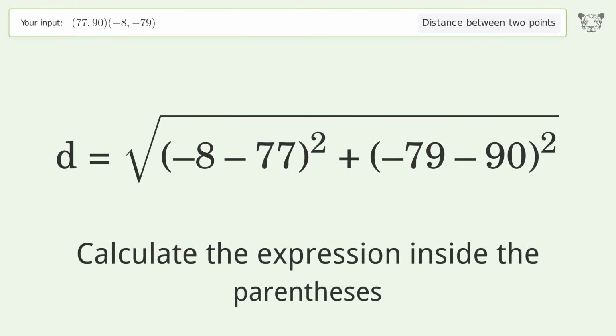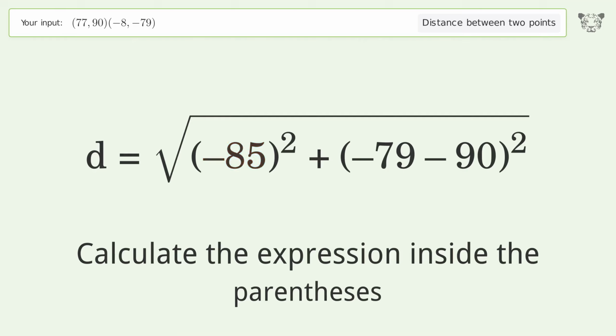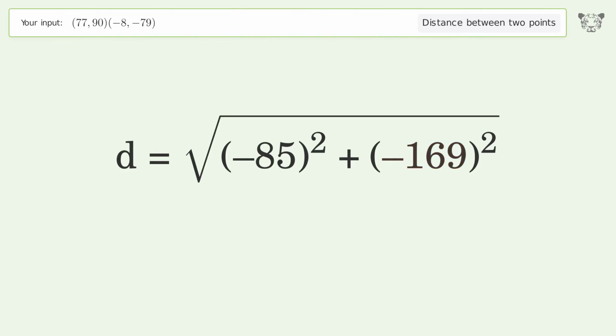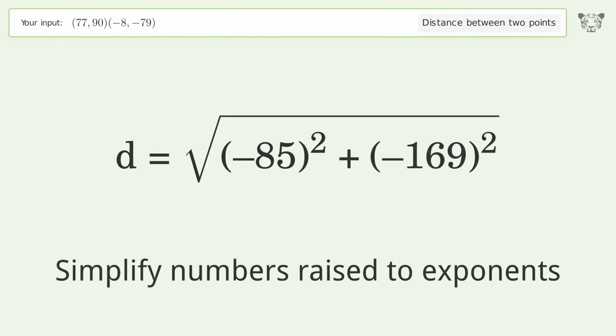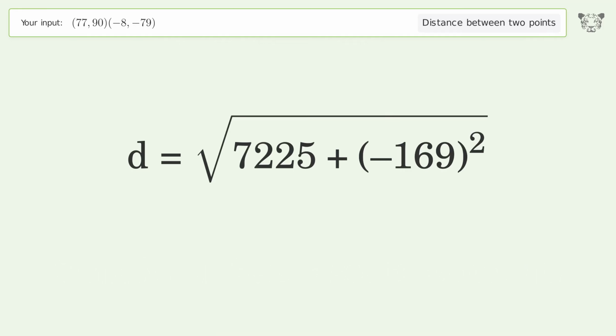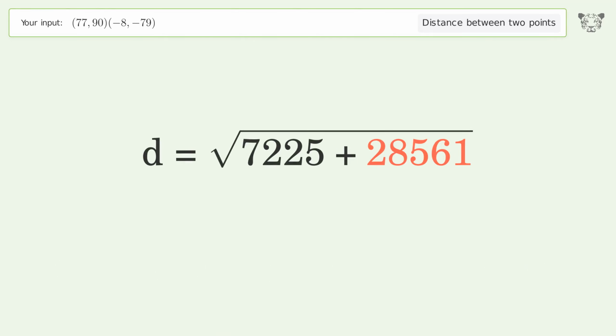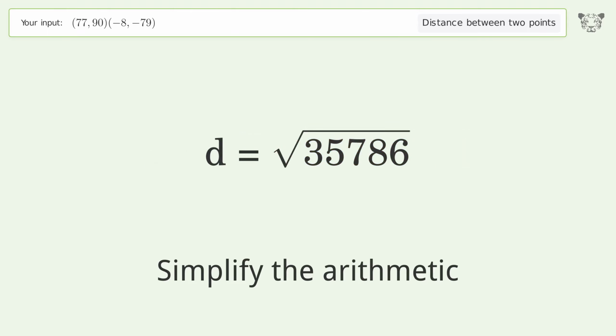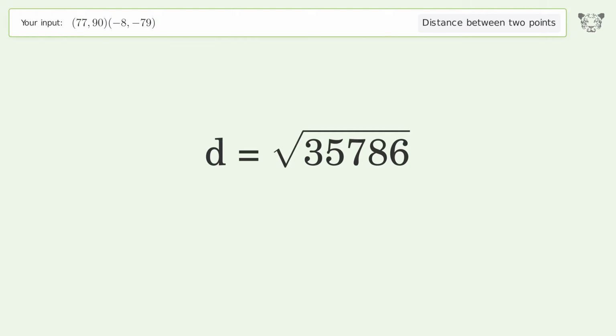Calculate the expression inside the parentheses. Simplify numbers raised to exponents. Simplify the arithmetic. And so the distance between the 2 points is the square root of 35,786, or 189.172.